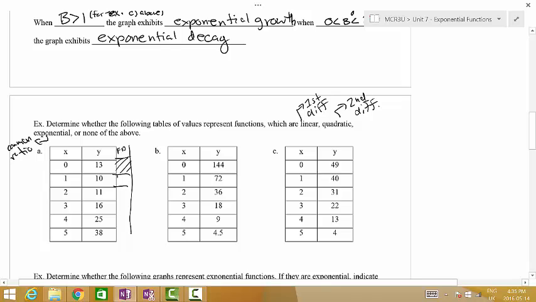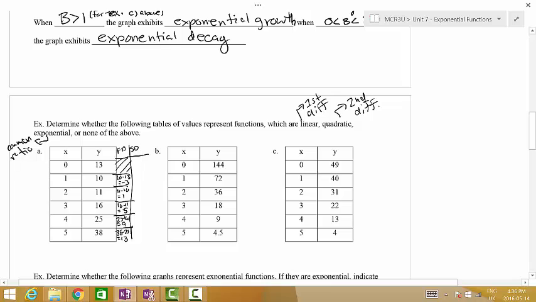The next one, we have 10 minus 13, or negative 3. Then we have 11 minus 10, or 1. If we keep going, we have 16 minus 11, or 5. We have 25 minus 16, or 9. And finally, we have 38 minus 25, or 13. So we can see there, first differences aren't the same. What we're going to try next are the second differences.